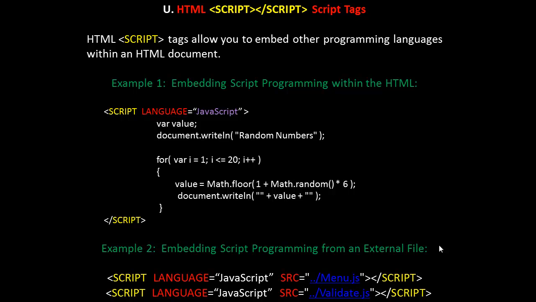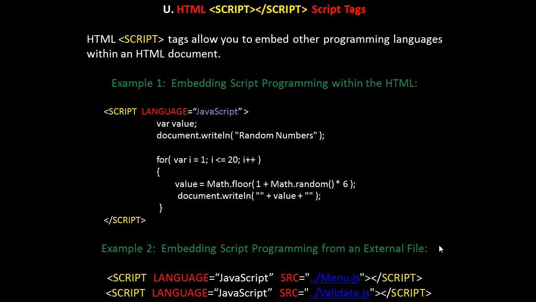In this case, we're declaring a variable. We're writing onto the page dynamically the phrase "random numbers," and then within a for loop that's going to iterate 20 times, we're going to generate a random number between 1 and 6. So basically, we're rolling a 6-sided die 20 times. All of this code goes in opening and closing script tags, and that lets the HTML document know that, at least for that part of the document, it's JavaScript that it needs to interpret and not HTML.